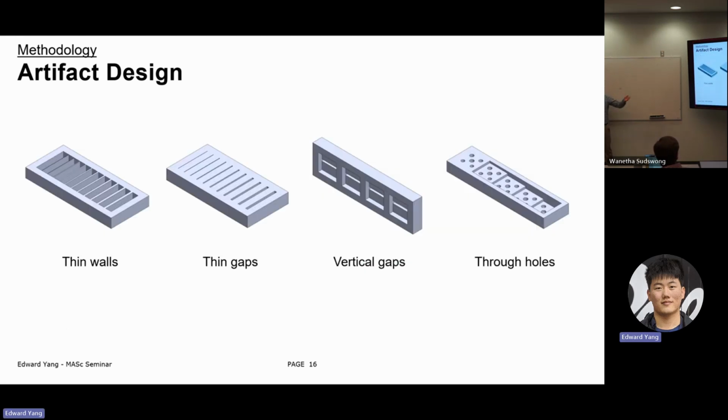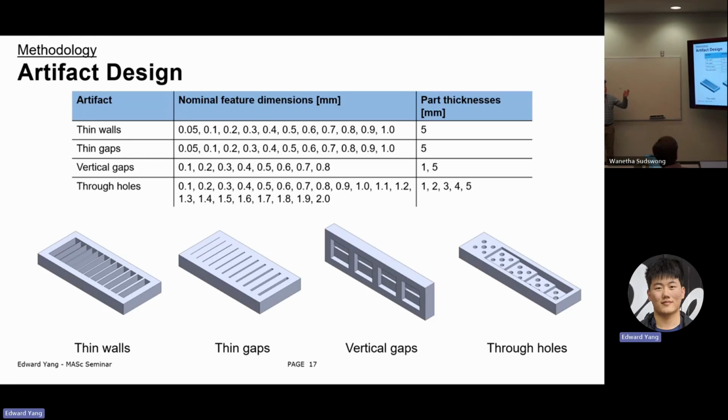So this is an image of each of the 4 artifacts I used to determine minimum feature sizes. So for thin walls, thin gaps, vertical gaps, and through holes. And these are the types of nominal dimensions and part thicknesses I chose to look at for these features.